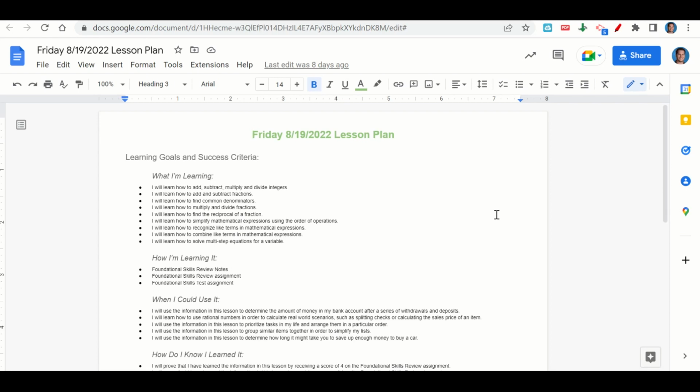How are we learning it? Through the Foundational Skills Review Notes and the Foundational Skills Review Assignment, as well as the Foundational Skills Test Assignment. When can you use this information?